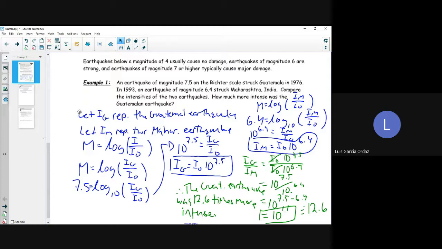Again, all we're doing is using the rules that we learned from logs, and that's basically all we're doing with this question.